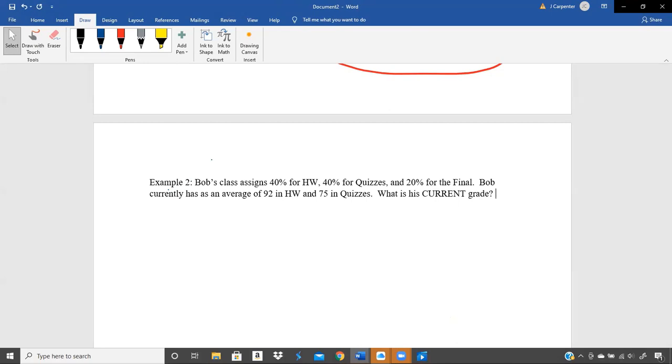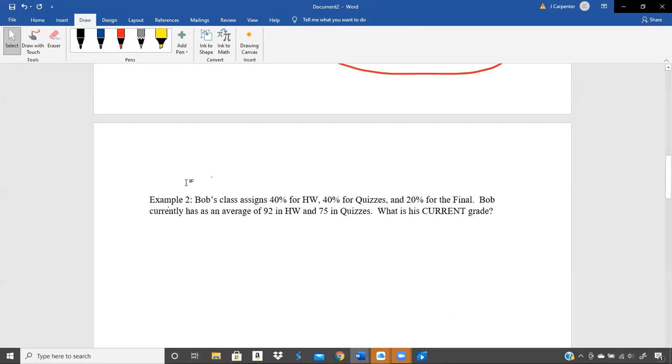Okay, so with grades, weight is always what a section is worth, not the grade given.